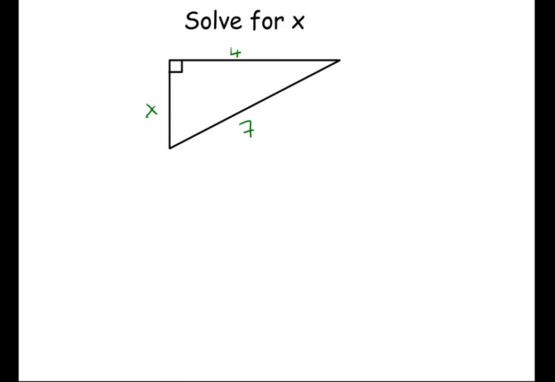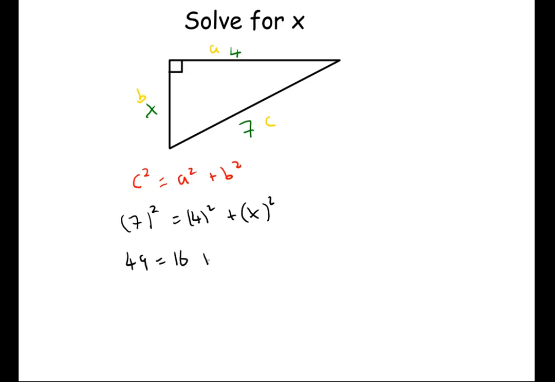In the third example, we're solving for x. So I can write down my Pythagoras theorem. C squared is equal to A squared plus B squared. Label your sides. The side opposite the right angle is 7. That's still C, and again, A and B don't matter. Putting them into the formula, 7 squared is equal to 4 squared plus x squared. So 49 is equal to 16 plus x squared. Bring over the 16 to get x squared on its own. So 49 minus 16 is equal to x squared. 49 minus 16 is 33, which is equal to x squared.